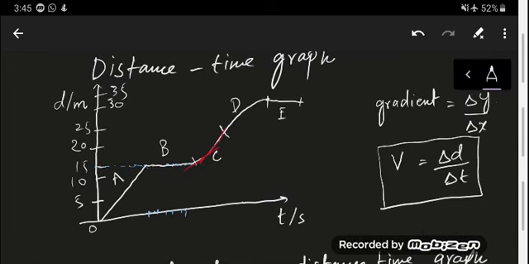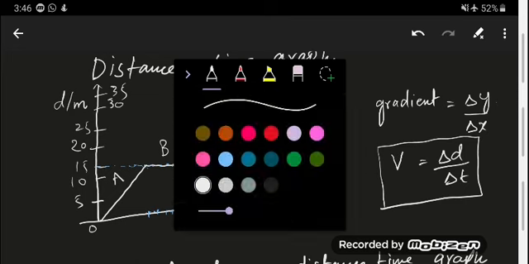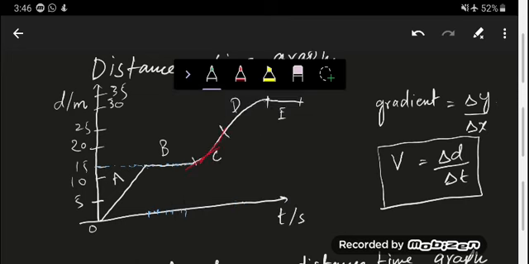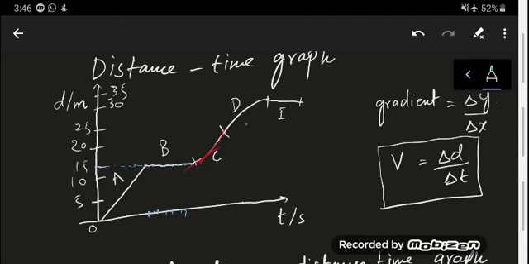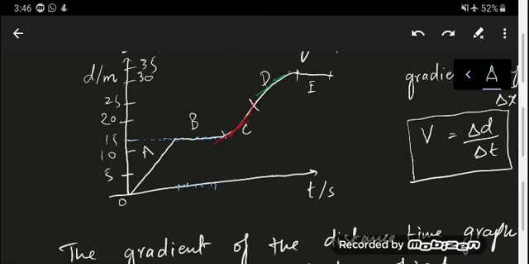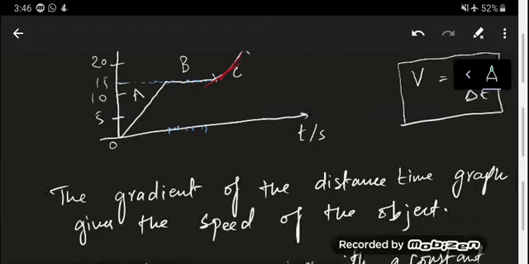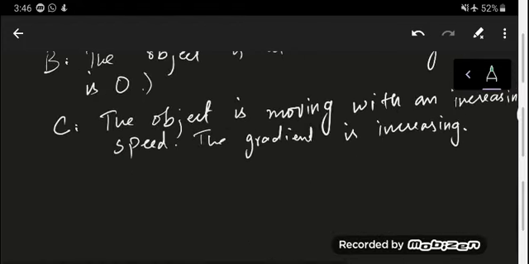For part D, now I hope you will be pretty much familiar now what's happening at part D. You see at part D, the gradient is decreasing. It is not negative, but it is decreasing. It is moving towards zero. You see it's flattening out. So the gradient is decreasing. So when the gradient of a distance time graph decreases, what happens? Its speed decreases.